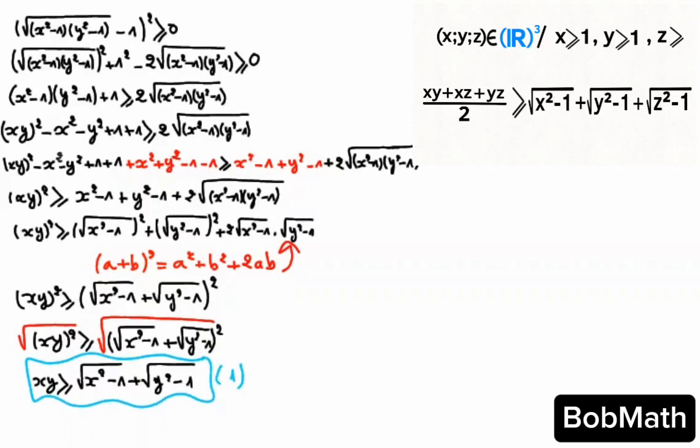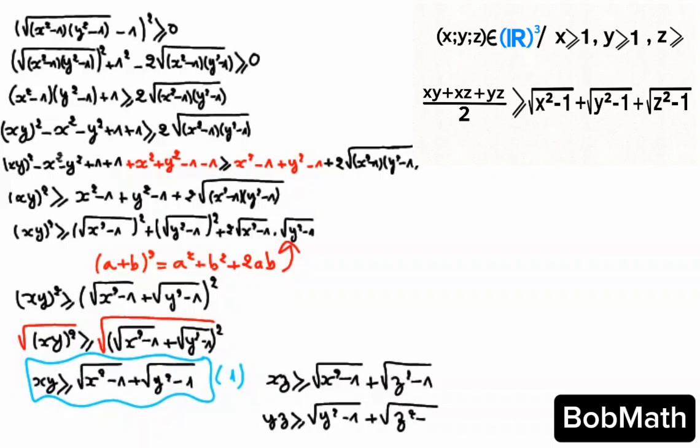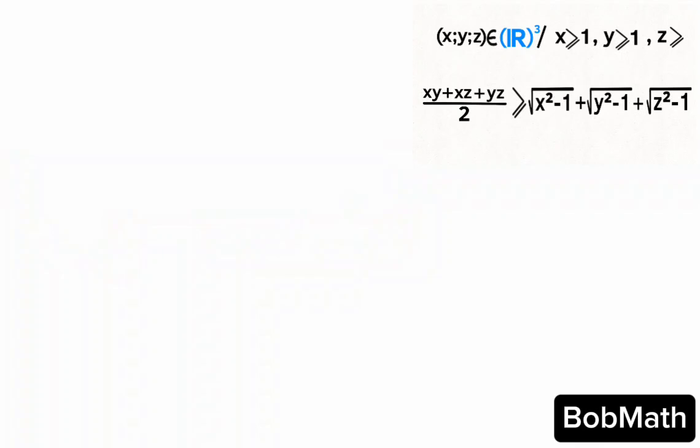In the same way, we show that xz is greater than or equal to the square root of x² minus 1 plus the square root of z² minus 1, and yz is greater than or equal to the square root of y² minus 1 plus the square root of z² minus 1. We call these inequality 2 and inequality 3. Now we add these inequalities 1, 2, and 3 side by side.